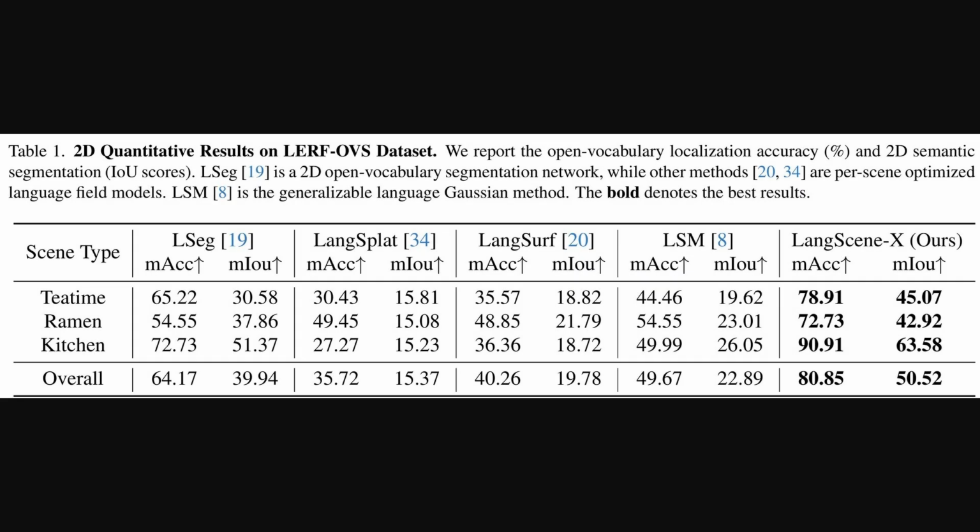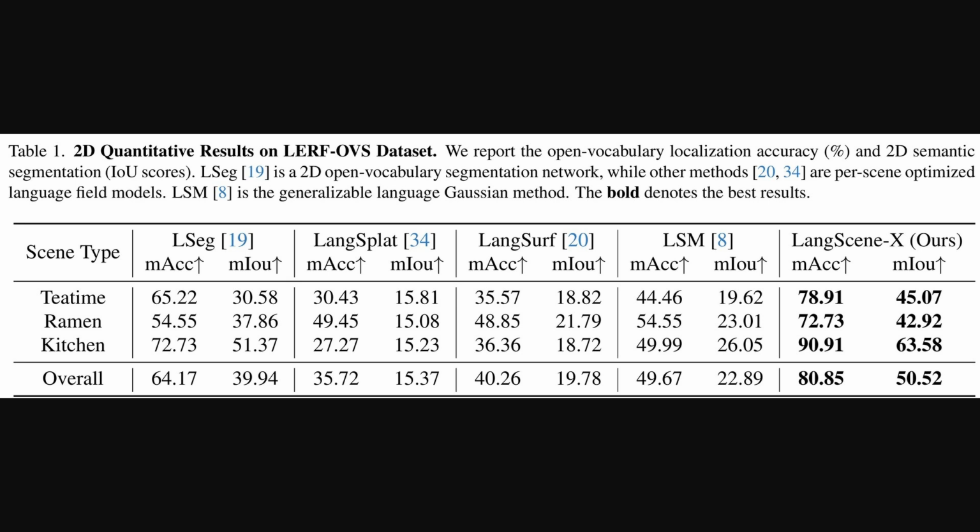Okay, so now we get to the results. This table shows a quantitative comparison on the LER-FOVS dataset. It measures performance using two key metrics: open vocabulary localization accuracy, which tests how well the model finds objects from text, and mean intersection over union, which scores how accurately the model outlines an object's shape. And the results are really impressive. LangScene-X, in the final column, dramatically outperforms all previous methods, more than doubling the mean intersection over union score from about 23% to over 50%.